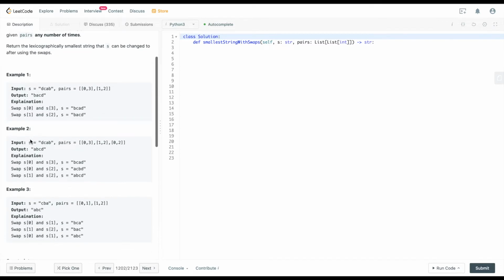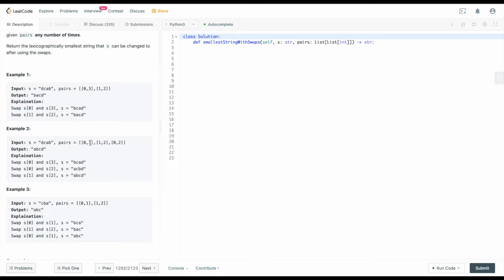Let's look at example 2. DCAB, it's the same string, and now the pairs we can exchange are 0 and 3, which is D and B, 1 and 2, which is C and A, and now they added a third one, which is 0 and 2. This is very interesting because you see now 0 and 3 can be switched, 0 and 2 can be switched, and then 2 and 1 can be switched. They're all connected into one big set because they have something connecting them.